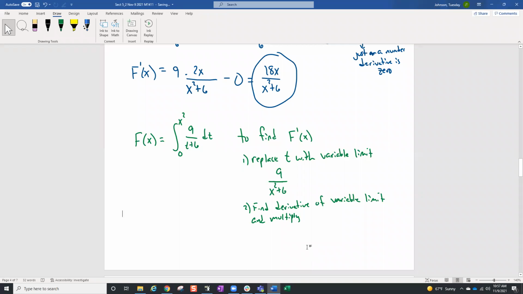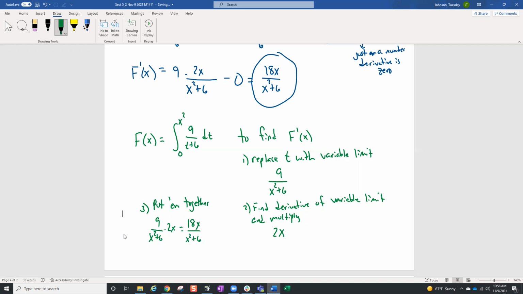Multiply. So what's the derivative of the variable limit? x squared has derivative 2x. Now we put them together, and we'll have 9 over x squared plus 6 times 2x equals 18x over x squared plus 6.